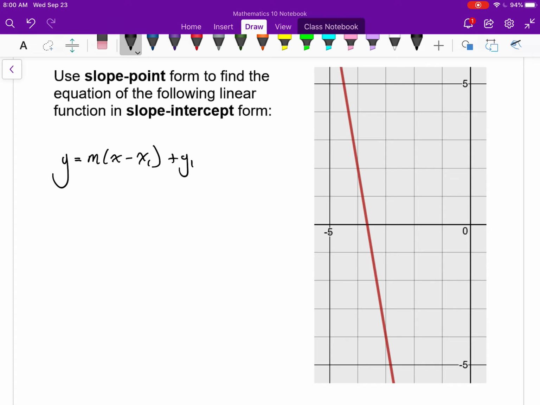All right, so to use this, I need to find the slope, which I can do in a moment, and I need a single point. Well, let's first look at the slope. To find the slope of this line, I'm going to pick 2 points. How about this and this?